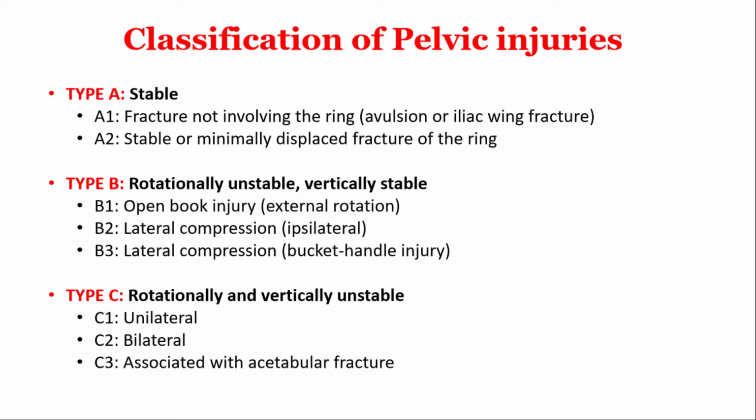Now type C are both rotationally and vertically unstable. They are further subdivided into C1, C2, C3. C1 unilateral injuries, C2 bilateral injuries and C3 associated with the acetabular fracture.